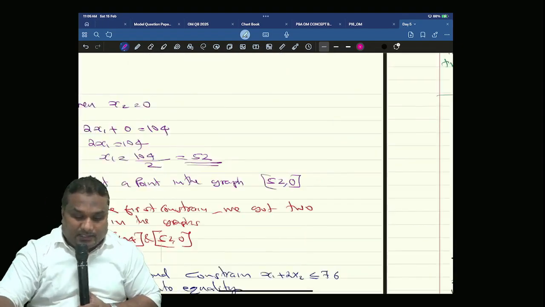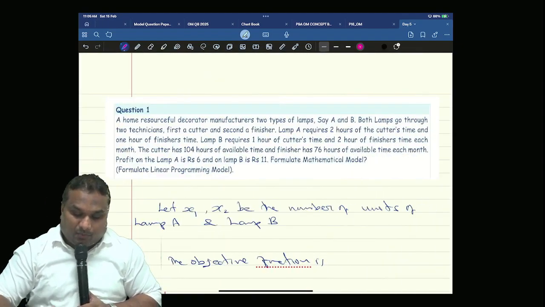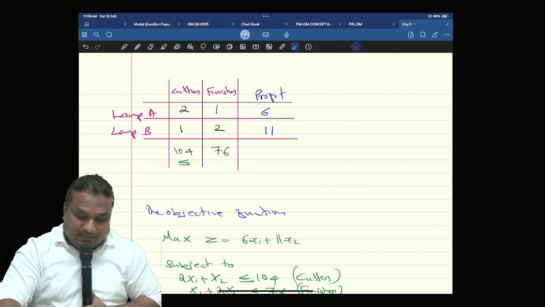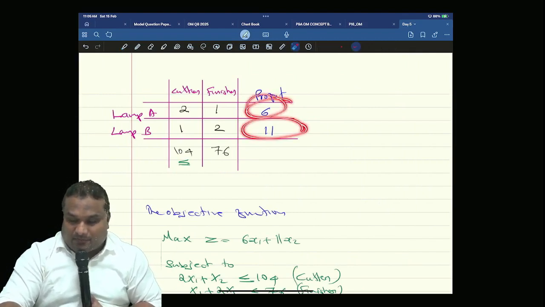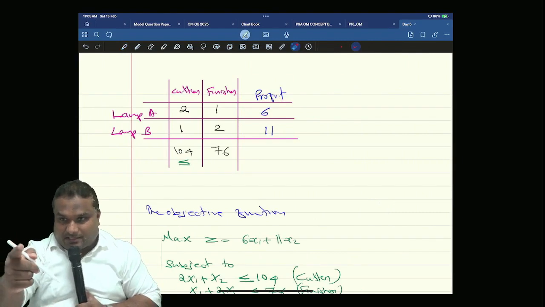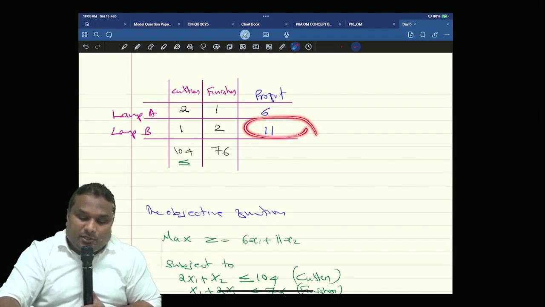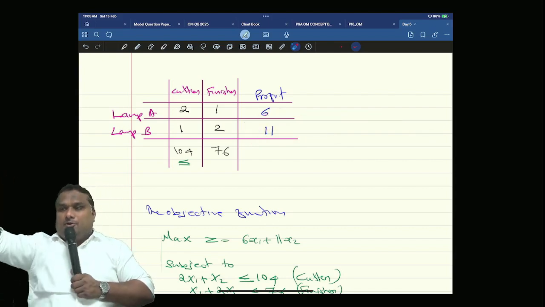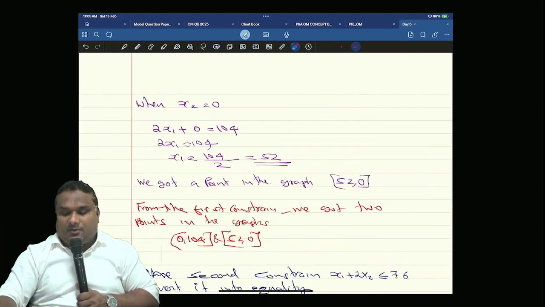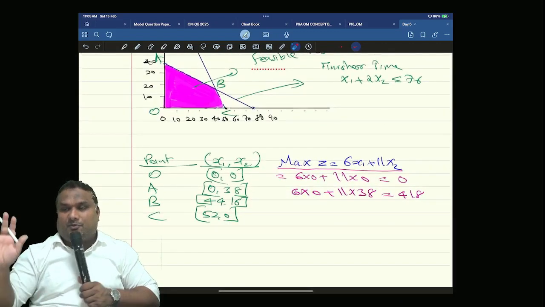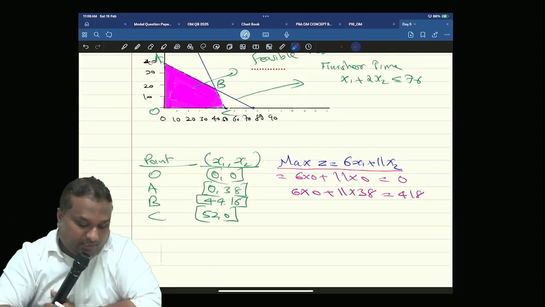Now one of the persons may think from this angle. The profit on lamb A is 6 rupees, the profit on lamb B is 11 rupees, correct? So the highest profit is on lamb B, so I am going to produce only lamb B. Then what is his profit? His profit is only 418.